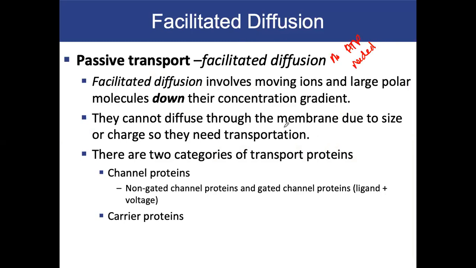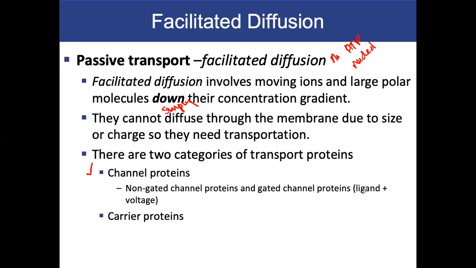They can't simply diffuse through the membrane due to the size or charge, so they need to be transported. There are two categories of transport proteins. The first one is channel proteins. Some of them are non-gated channel proteins and some of them are gated. Out of the gated, there's ligand gated and voltage gated.